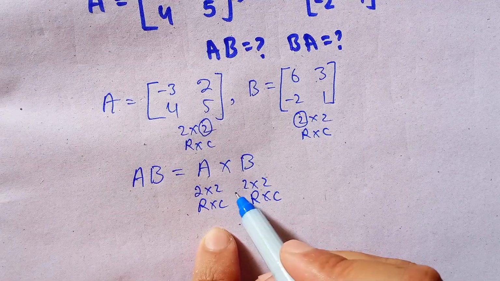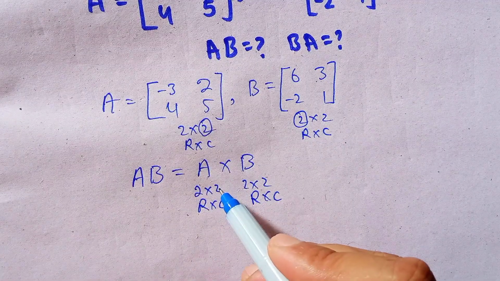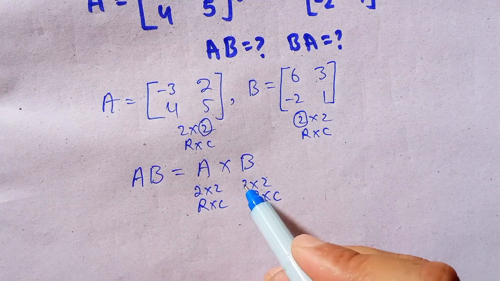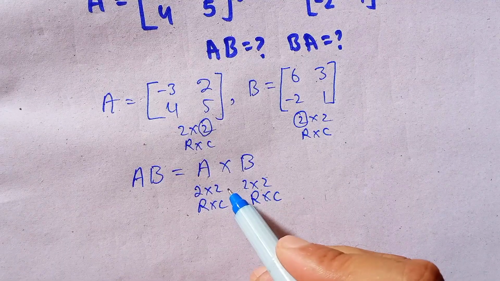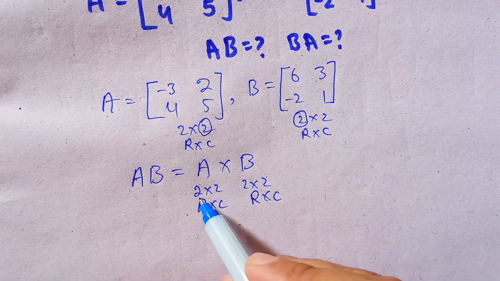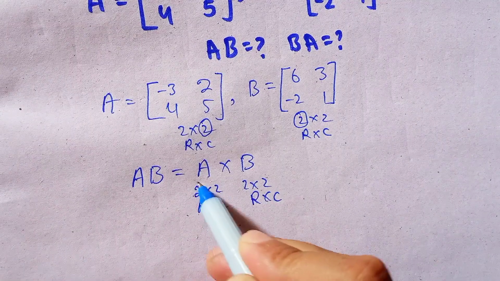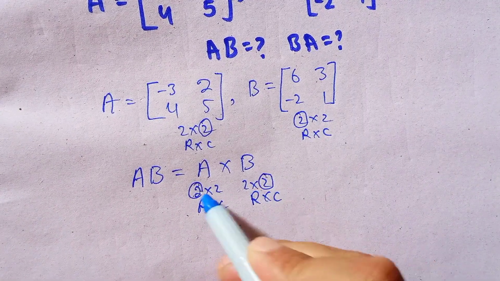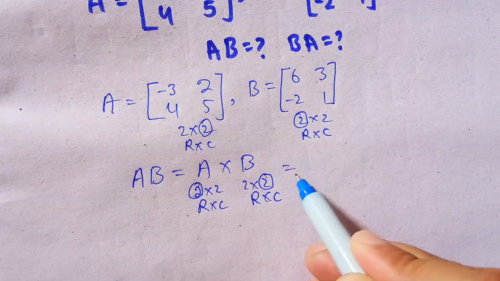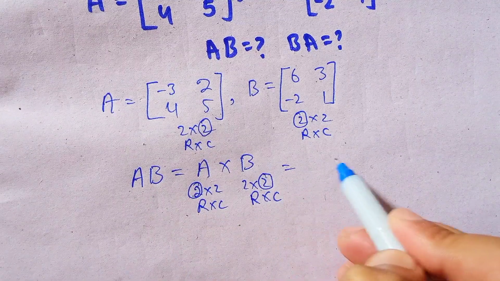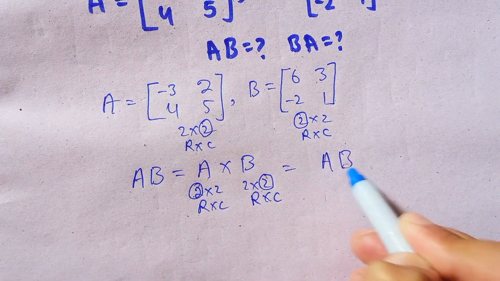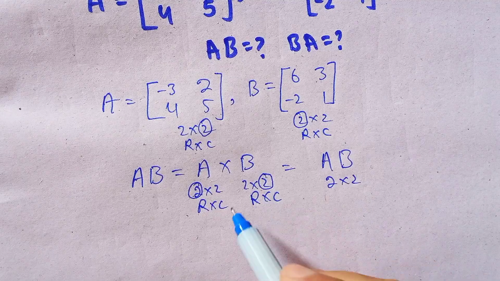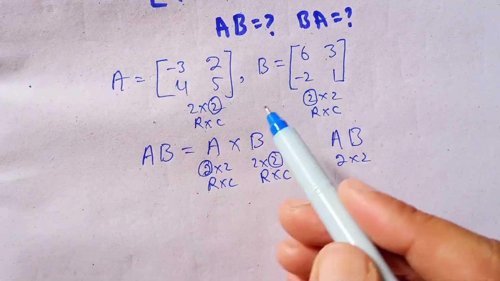But here these two numbers are the same, meaning the number of columns of matrix A and the number of rows of matrix B are equal, so we can multiply these two matrices. And the remaining two numbers, this 2 and this 2, represent the size of the matrix AB. So the size of the matrix AB is also 2 by 2. Now we are going to multiply these two matrices.